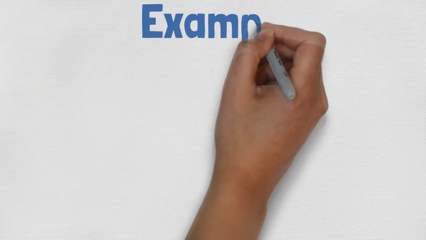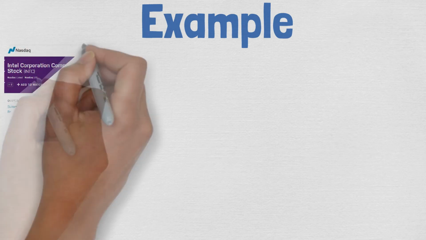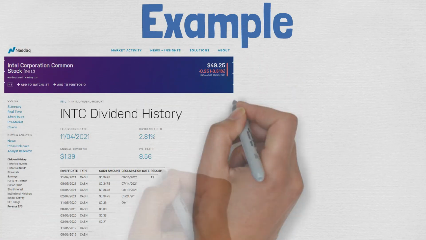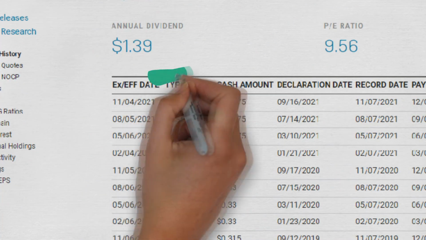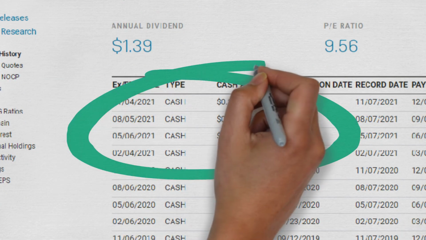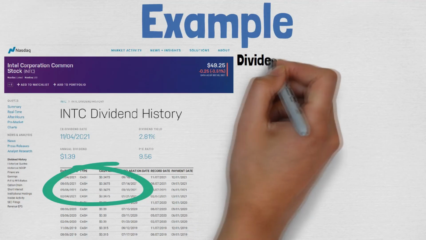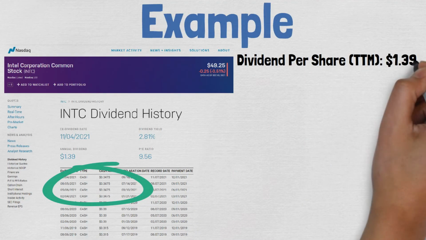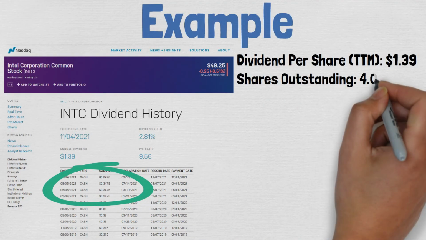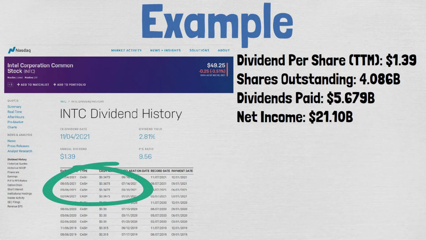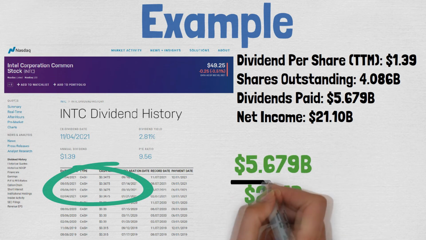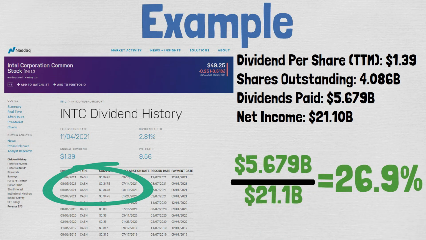Let's use the same example as in the previous video, Intel. You can again use the last full year's dividends, trailing 12 months dividends, or estimate the future dividends. In this case, I am going to use the trailing 12 months dividends, which are $1.39. Intel has 4 billion shares outstanding, so the dividends paid in total are $5.679 billion. The net income for the trailing 12 months is $21.1 billion, which means that the payout ratio is 26.9%.